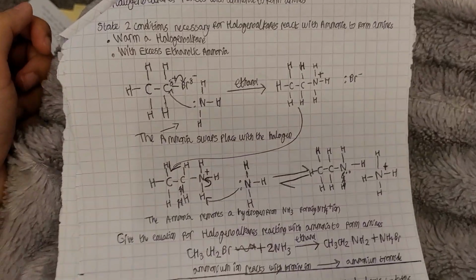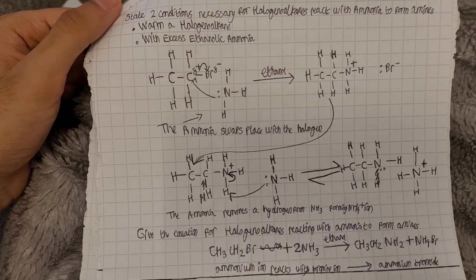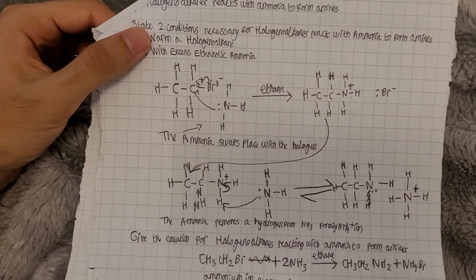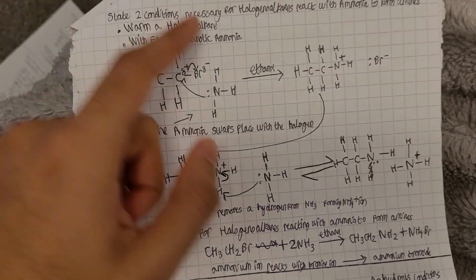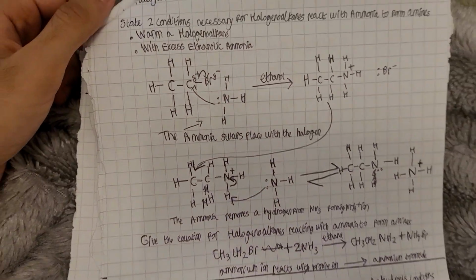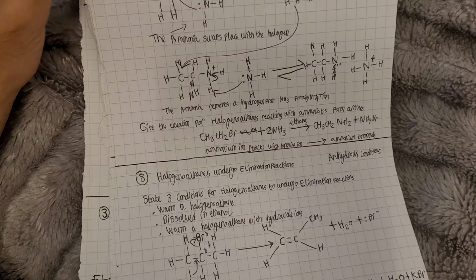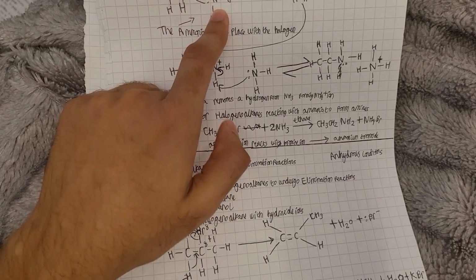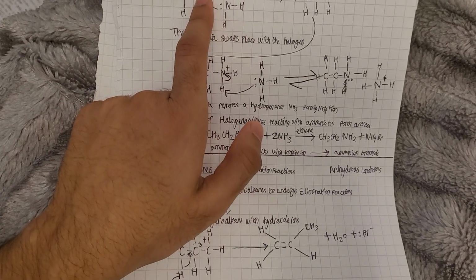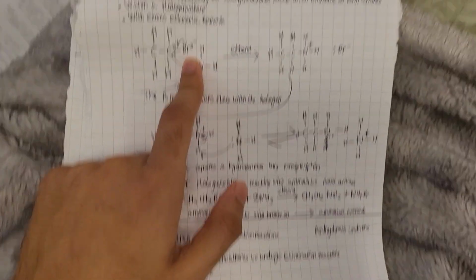So part 2, halogen alkanes react with ammonia to form amines. There are two conditions necessary for a halogen alkane to react with ammonia to form amines. You want a warm halogen alkane with excess ethanolic ammonia. The ammonia, NH3, with a lone pair of electrons attacks the partially positive carbon, and the C-Br bond breaks.